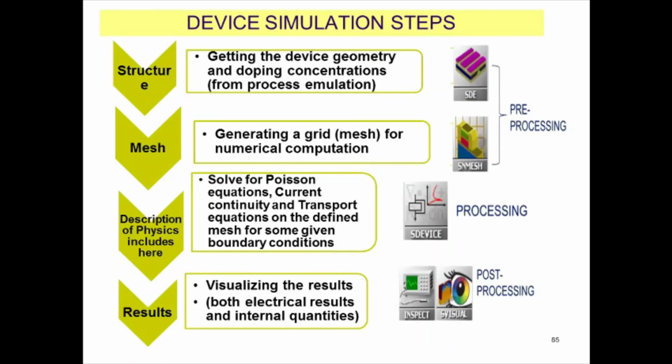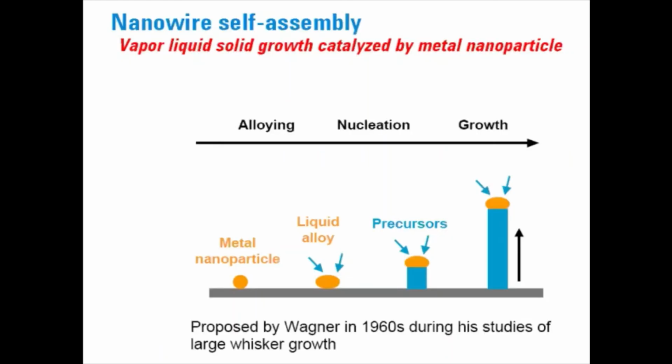Okay, so these are the different simulation steps for the device. First the structure, then the mesh, generating a grid for numerical computation. Description of physics includes the solution for the Poisson equation, current continuity, and the transport equation. These are all physics-based issues. And finally, the results: visualizing the results, both electrical results and internal quantum efficiency. So this is how certain issues related to devices are overcome in epitaxial growth.